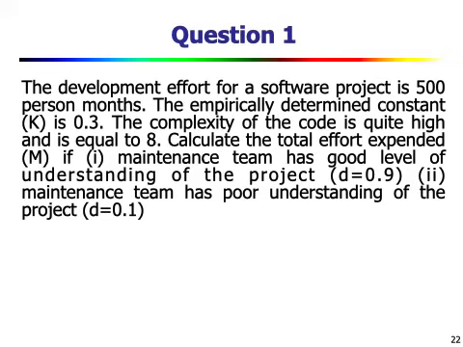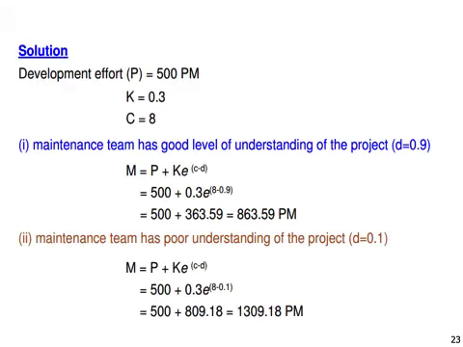So with this you can simply use the equation to find the total effort. This is the solution for that problem. So the first question, where D is equal to 0.9, the total effort M is calculated, and the answer is 863.59 person months.